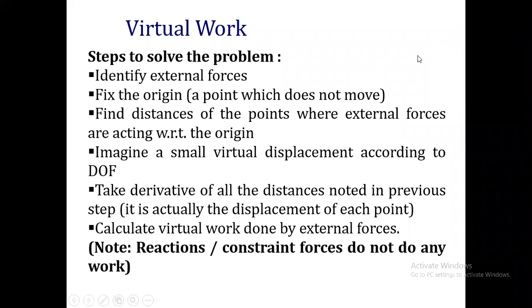Okay, here we begin our next session on principle of virtual work. In the previous lecture, we introduced how the principle of virtual work is different from the equilibrium equations, and how we actually apply the principle of virtual work to solve problems. Here we brief the steps.